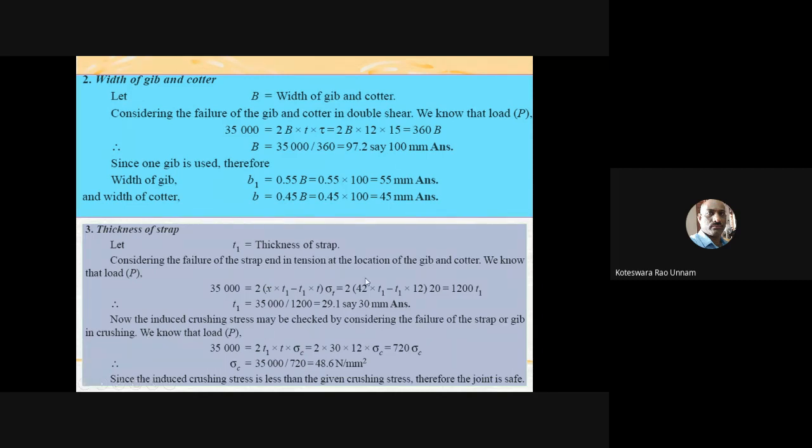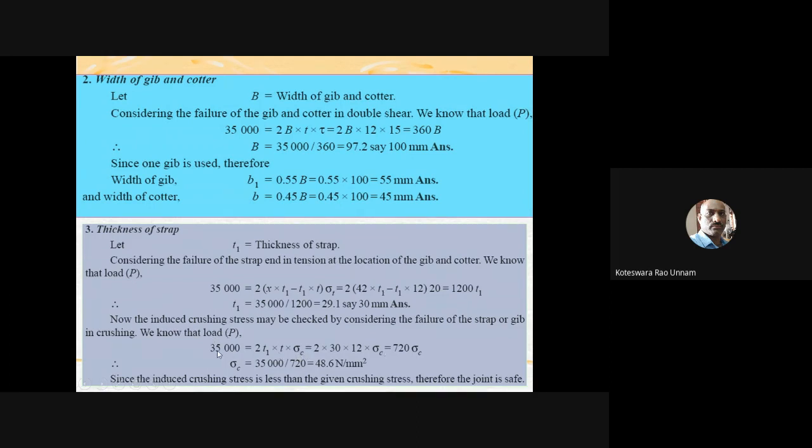Then once you have calculated this thickness, you need to check the crushing stress value, with the values of T1 and T, whether the crushing stress induced in the cotter or the strap is less than the allowable stress or not. We need to check that.